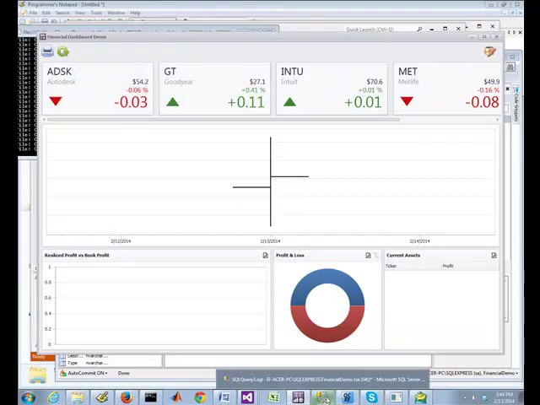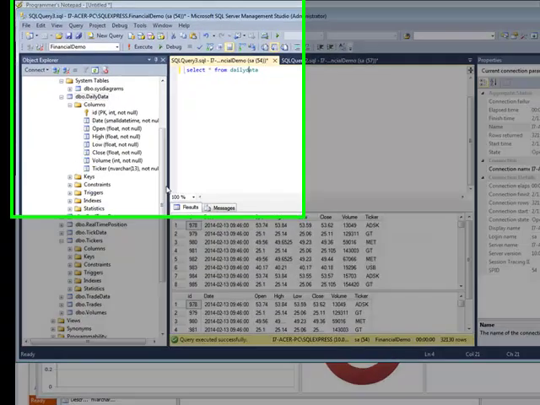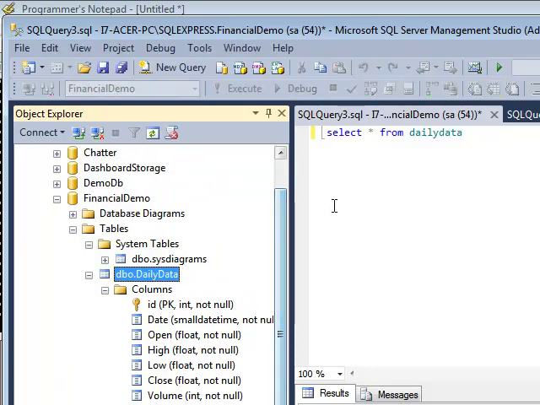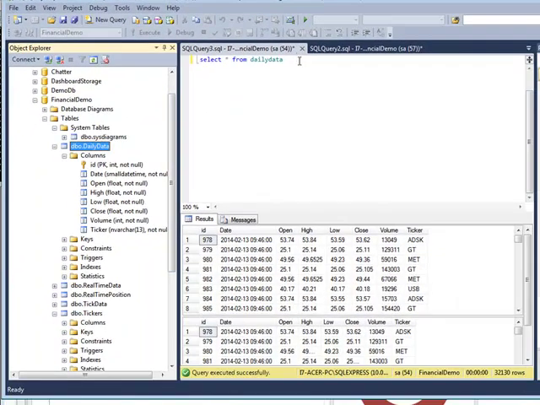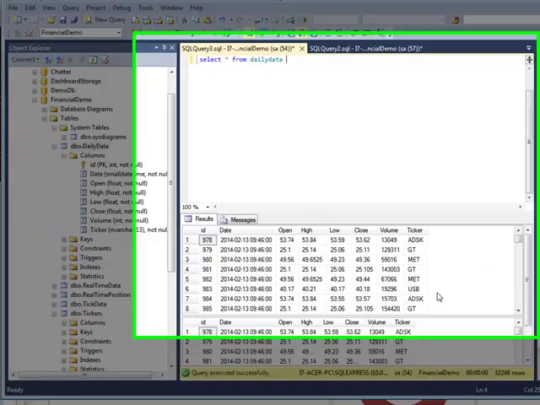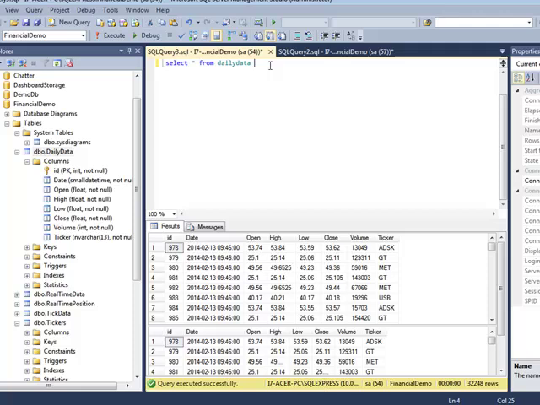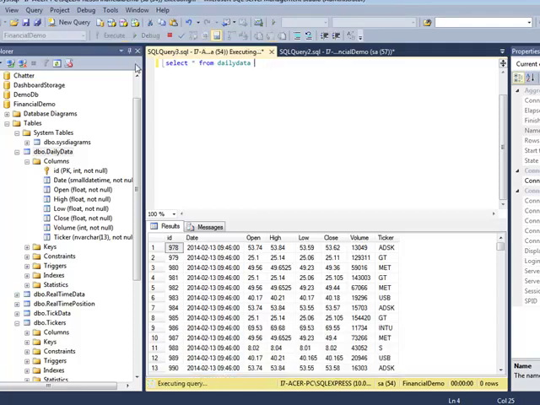Let me just show you my database here, my SQL Server. So right now this is my database, and what we're doing is collecting 5-minute data from the market in real time, live as we speak. Right now we're just collecting a few symbols: Autodesk, MetLife, USB, GT, Goodyear, and so on. Like I said, this is all running in the background.